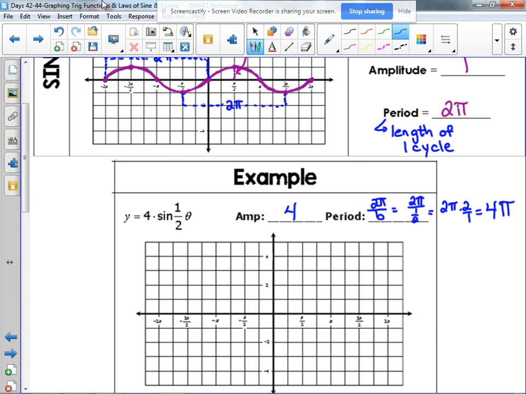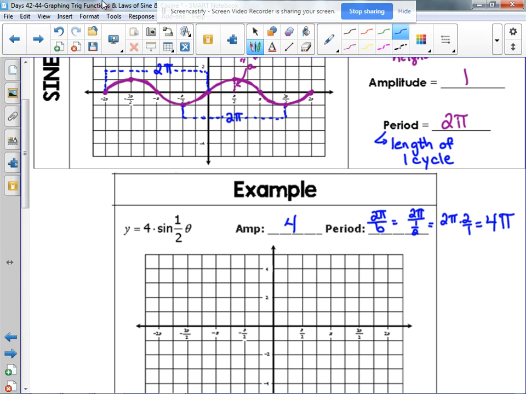So the period of this is 4 pi. Let's go back and just apply our general transformation rules to this. If we are multiplying our x, in this case x is theta, by a constant, it's either a horizontal stretch or a horizontal shrink. Any of our horizontal changes are the opposite of what we expect. So if we're multiplying by 1/2, we expect that to shrink, but it's the opposite, so it's actually going to stretch. It took our normal period of 2 pi and it has stretched it out to 4 pi.